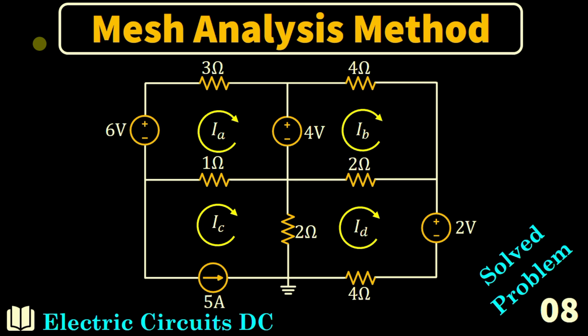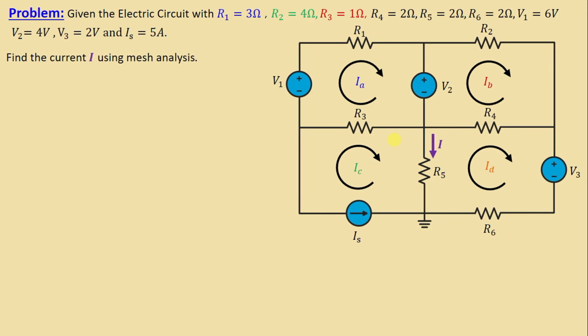Solve the problem number 8. Given the electric circuit with R1 3 ohms, R2 4 ohms, R3 1 ohm, and R4, R5, and R6 are all equal to 2 ohms, and we have 3 voltage sources. V1 is 6 volts, V2 4 volts, V3 2 volts, and a current source IS is equal to 5 amps. The question now is to find the current I using mesh analysis.